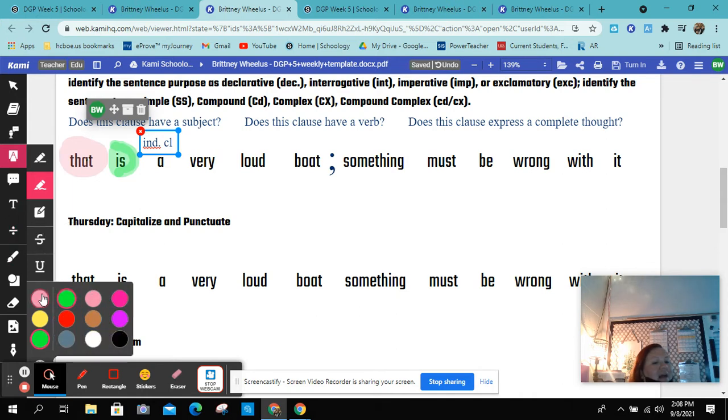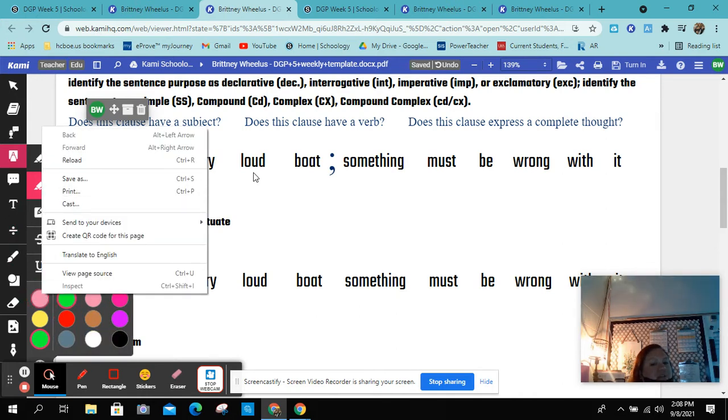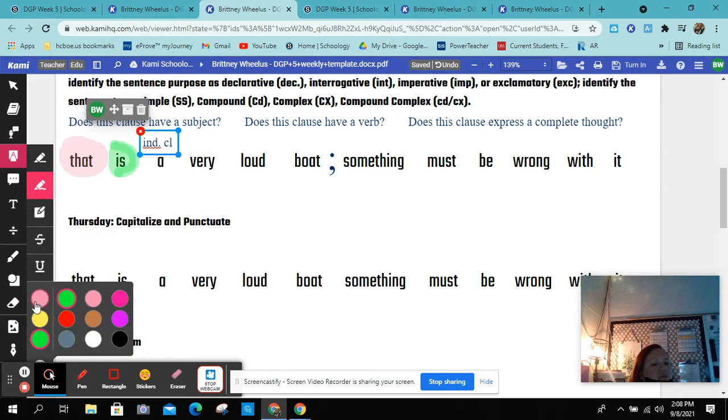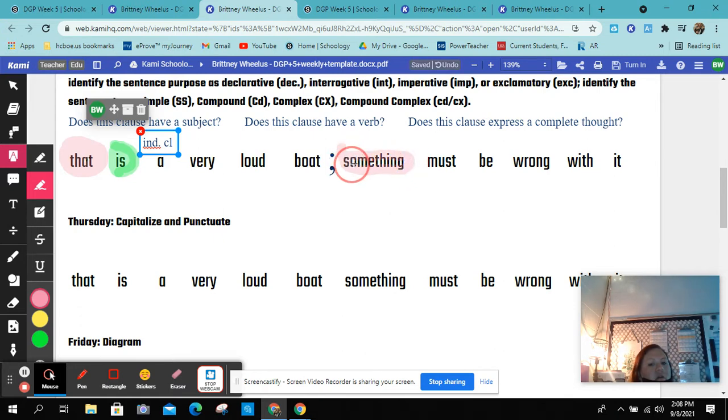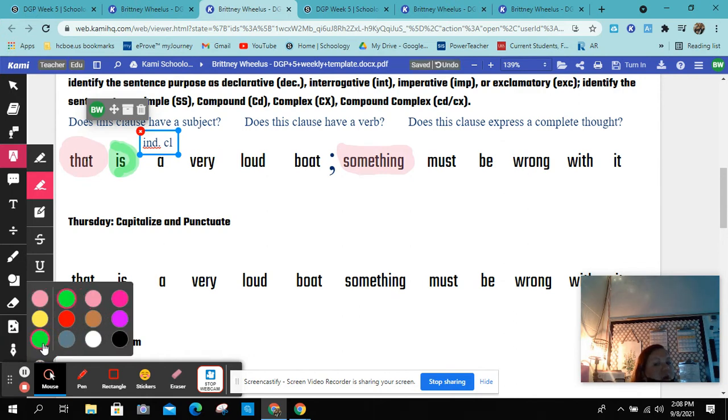I want you to go back to your highlighter or to your markup. We're going to highlight our subject. What is the subject of this clause? Something. Very good. Now, we have a verb phrase. And a phrase means what? More than one word. Okay. So what is our verb phrase in the second clause? Good.